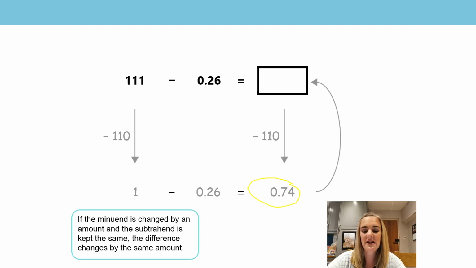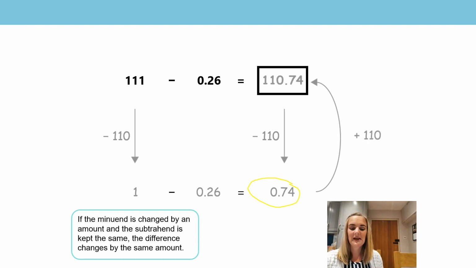So how is that going to help me to get that answer? What do we need to do to get the box? Yeah, instead of decreasing by 110, we need to do the inverse now and increase by 110. So we get 110.74.